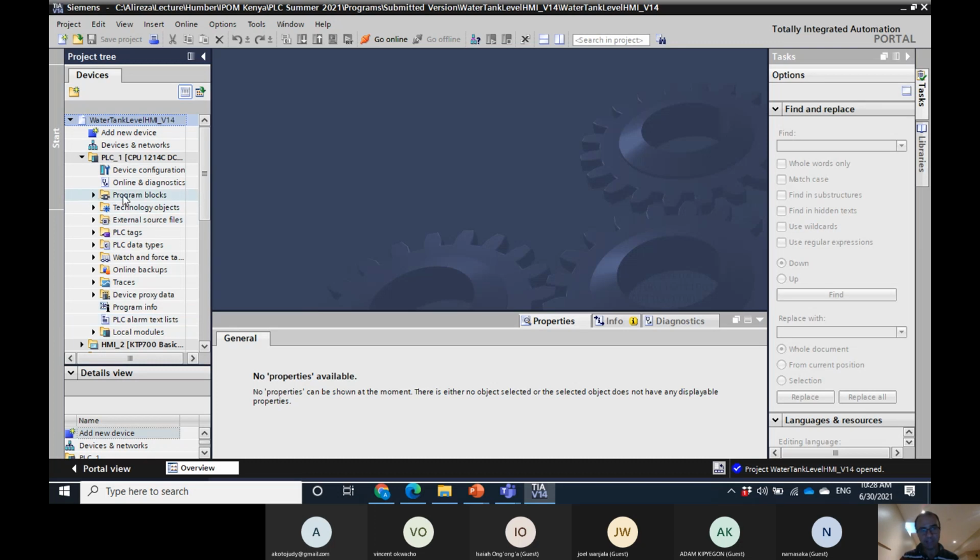The main part, let's say, is here, program blocks. Under the program blocks, open that, and this main, OB1. We will look at what the meaning of this OB1 is, but just click on that, double click on that.